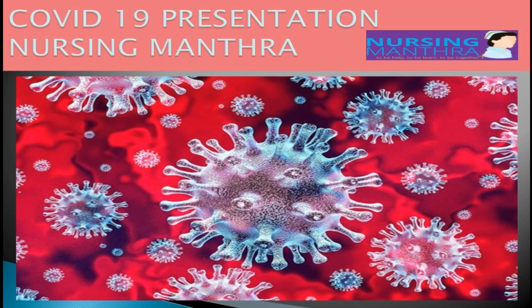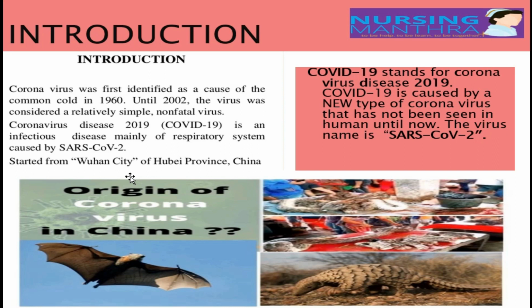Now, this is our presentation related to COVID-19. Introduction to COVID-19. As we all know, coronavirus was first identified as a cause of common cold in 1960. Until 2002, the virus was considered a relatively simple, non-fatal virus. Coronavirus disease 2019, COVID-19, is an infectious disease mainly of the respiratory system caused by SARS-CoV coronavirus 2, started from Wuhan city of Hubei province, China.